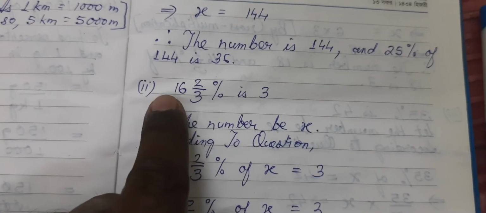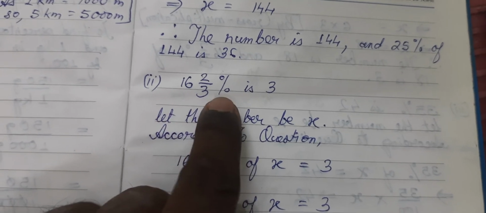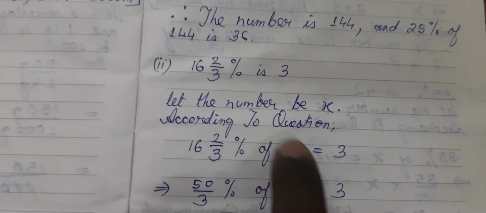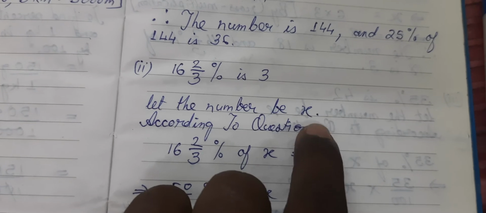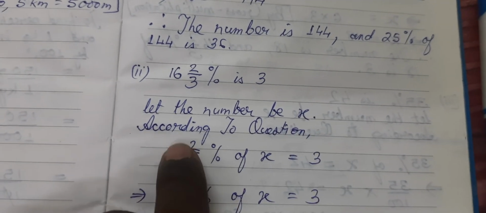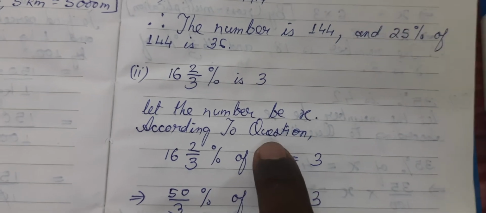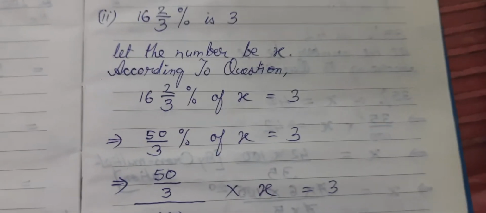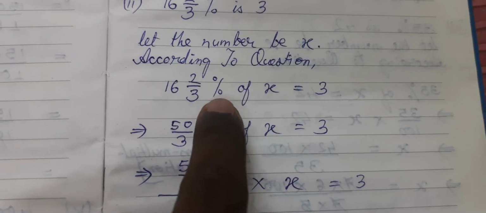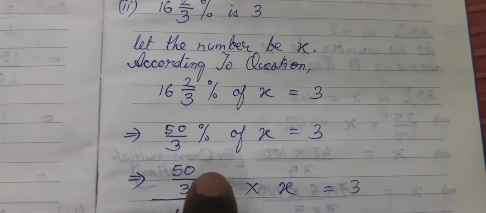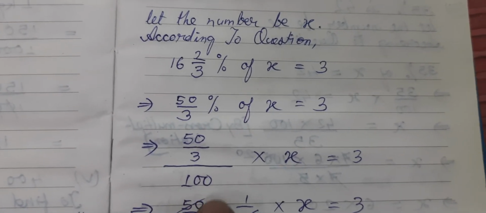Similar to that is this. 16 2/3% of a number is 3. So what is that number? Let the number be x. So 16 2/3% of x equals 3. This is according to the question. So we do the same calculation. We remove the percentage sign. How? By dividing by 100.